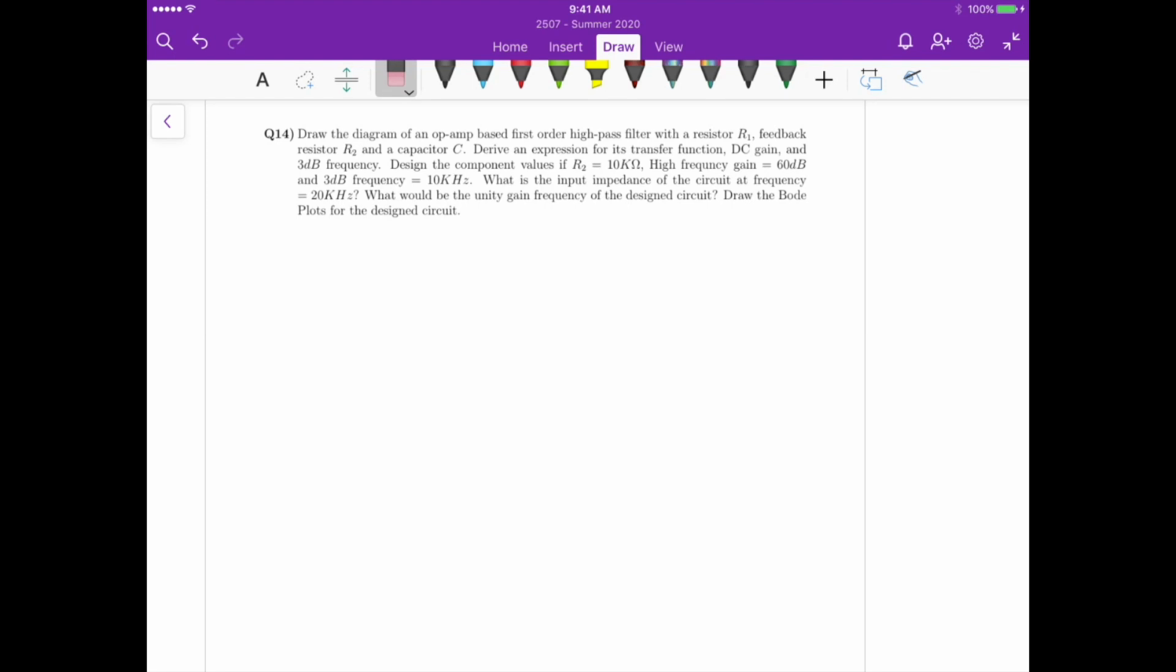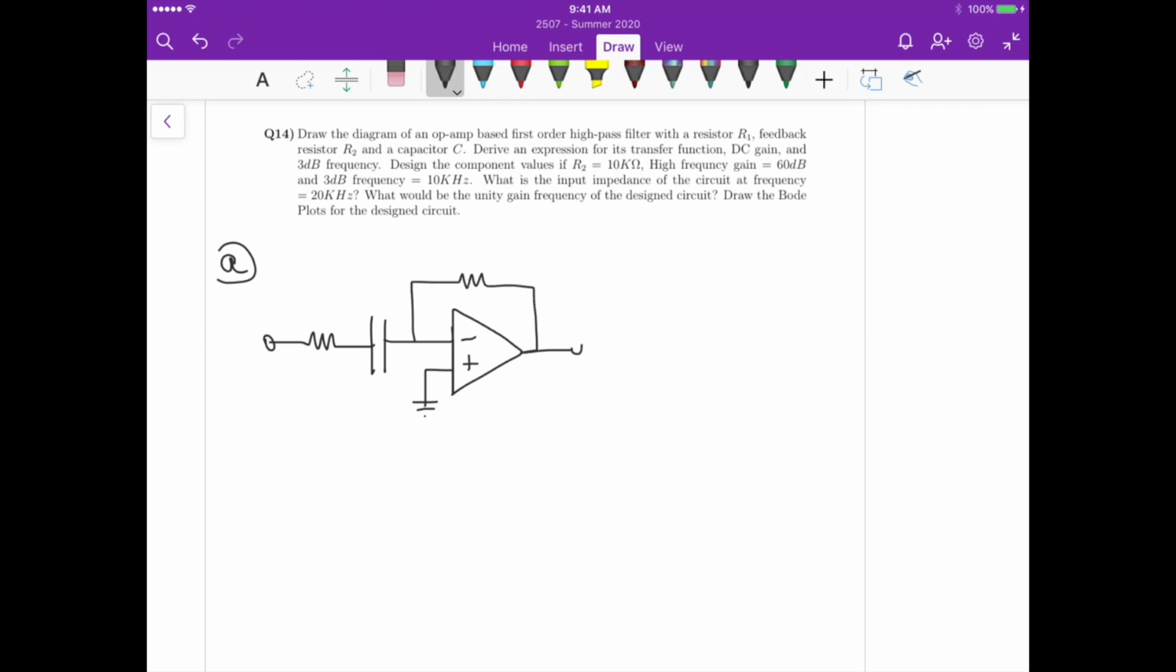So A, a first-order high-pass would have a resistor R1, a capacitor in series, and then it connects to the inverting input of the amplifier. We can ground the non-inverting input, and then here we have our feedback resistor R2. So this is R2, this is C, this is R1. This is V out, this is V input. Okay, so that's the circuit.